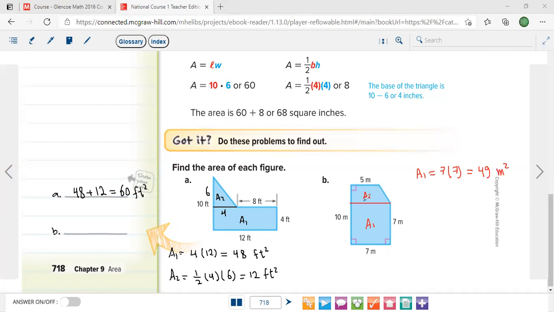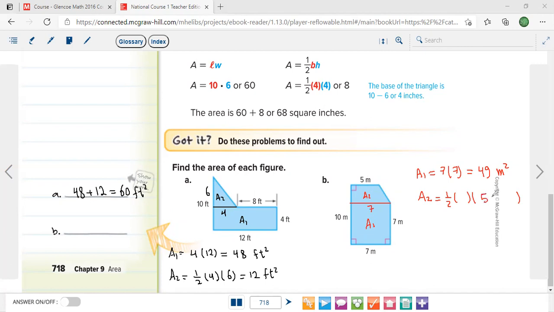Now area 2 is shaped like a trapezoid, and you know that the area of a trapezoid needs height and the sum of bases. So half the height multiplied by the sum of bases. Base 1 is very clear, it is 5, and base 2 is 7, exactly the same as this one. So this is 5 and this is 7.